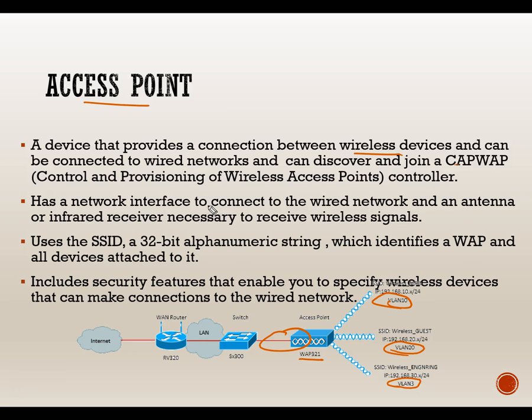But it has a network interface to connect to the wired network, and an antenna or infrared receiver. You may or may not see infrared receivers anymore. To receive wireless signals, so we're going to be wireless on these things. It uses an SSID, a service set identifier, a 32-character alphanumeric string.